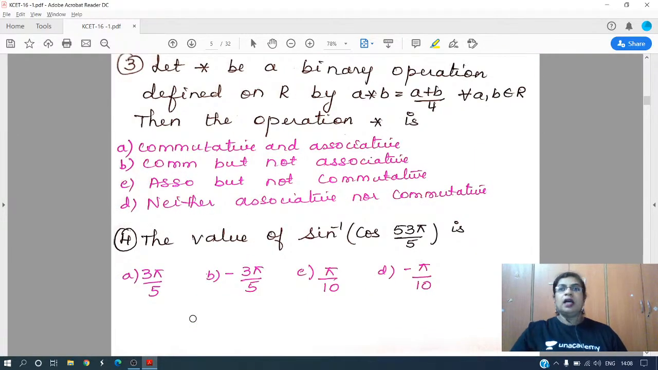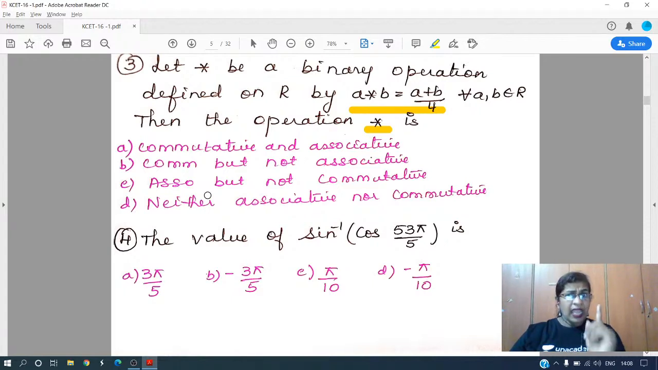Yes, coming to the third question. Let star be a binary operation defined on R, where R is real numbers, and the definition is given by A star B is equal to (A plus B) by 4, for every A, B belonging to real numbers. Then they have asked me to check whether the star is commutative and associative, commutative but not associative, associative but not commutative, or neither associative nor commutative.